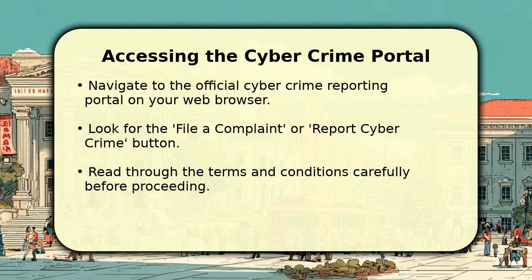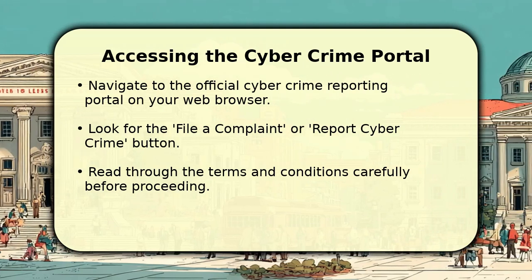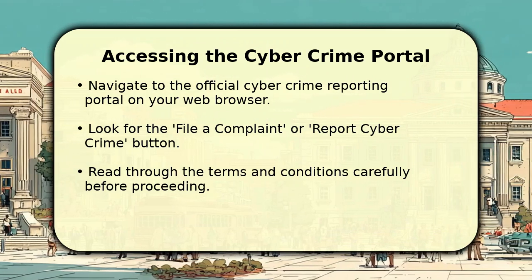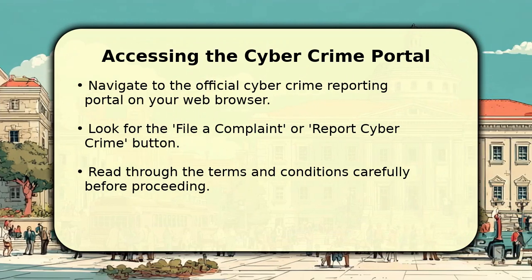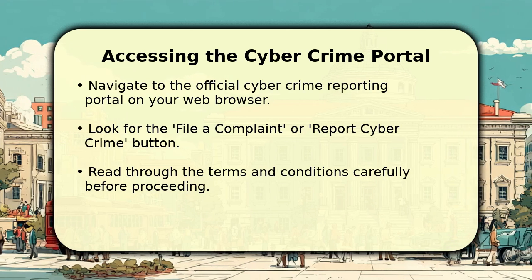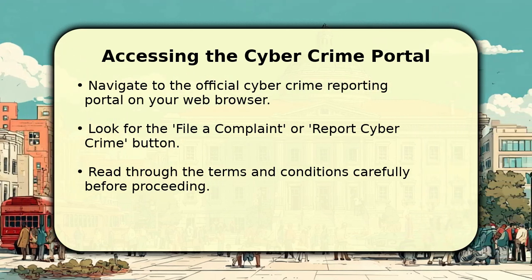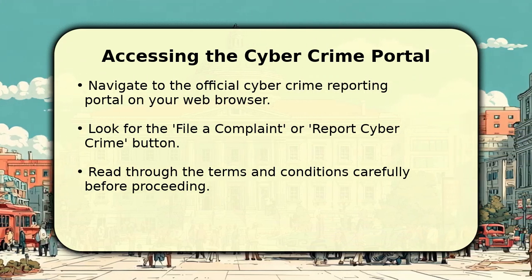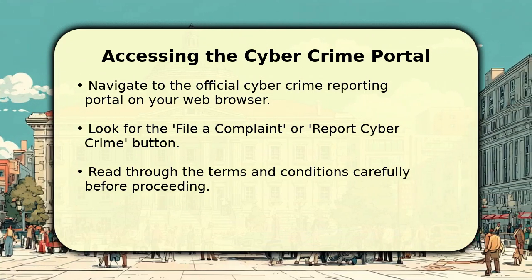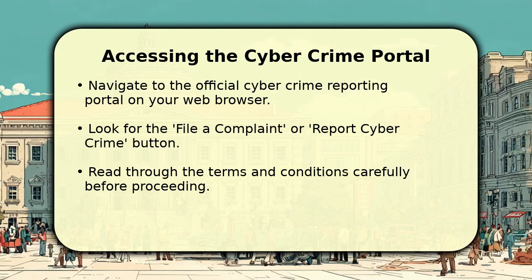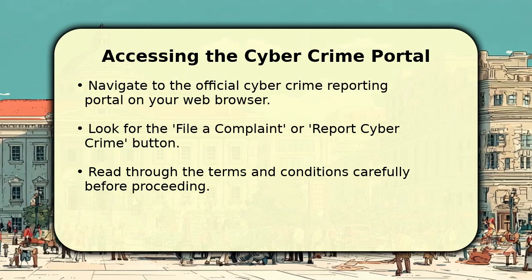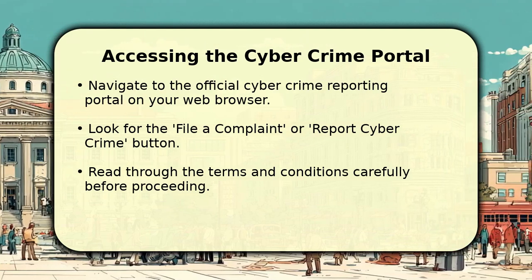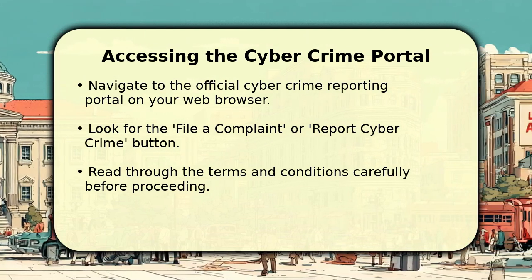To begin, open your web browser and accurately type the official cybercrime reporting portal address, which is cybercrime.gov.in. Once on the home page, locate the prominent File a Complaint button, usually found at the top or center of the page. Before proceeding, it is essential to thoroughly read and understand the terms and conditions presented. Click Agree only after you are clear on the guidelines, initiating the formal complaint process.